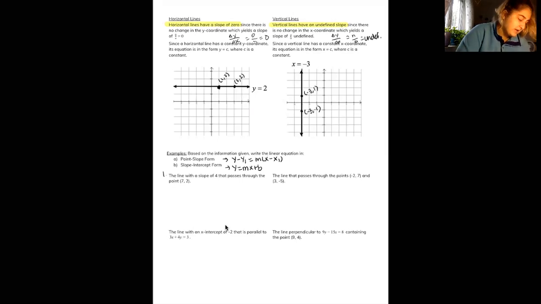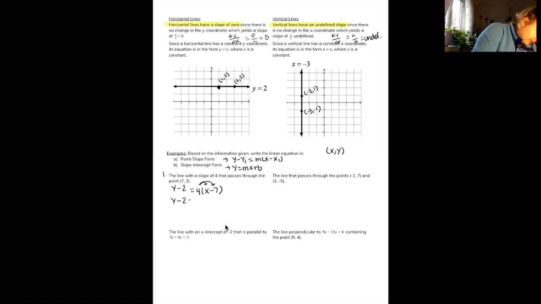So the first thing we are going to look at here is this first problem. We'll label it 1. The line with a slope of 4 that passes through the point 7, 2. What's important about point slope form is it tells you everything you need. You need a point and you need a slope. They give us a slope and they give us a point, so we are going to use that. So we have y minus 2, because a point is always written as x comma y, equals 4 times x minus 7. I'm going to use distribution.